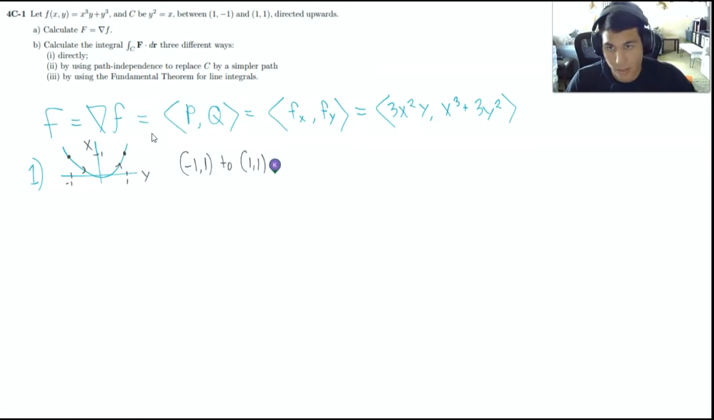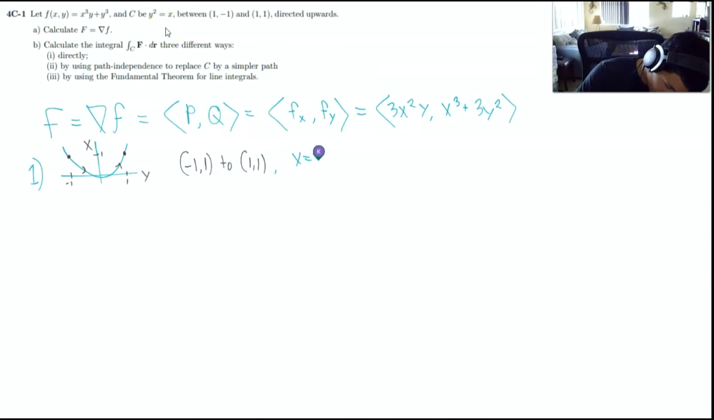Right. So if we see here, we're quite literally given x equals y squared. Okay, and we take this derivative, we get dx is equal to 2y dy.